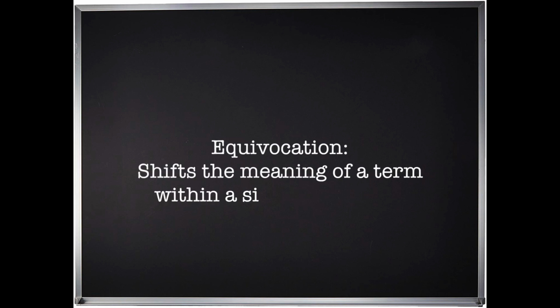Number 4. The equivocation fallacy. This shifts the meaning of a term within a single argument. For example, we are told that to discriminate in employment or housing is punishable by law, but we must discriminate when we hire an individual or rent an apartment.